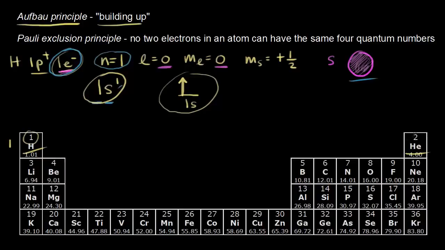Let's move on to helium now. So atomic number of 2, so 2 protons and 2 electrons. So 2 electrons to worry about. We're still in the first shell, still in the first energy level. So n is equal to 1. If n is equal to 1, L must be equal to 0, and ML must be equal to 0. And so we're still talking about an s orbital in the first energy level.